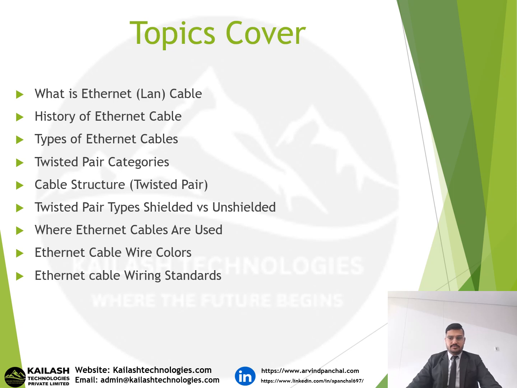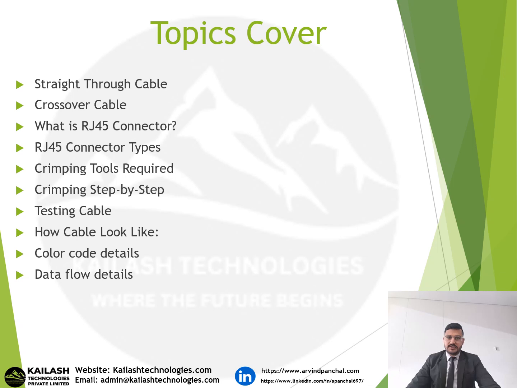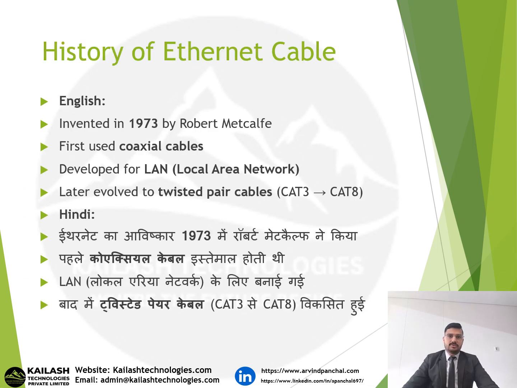Topics we will cover in this video: what is an Ethernet cable, which we already showed, history of Ethernet cables, types of Ethernet cables, twisted pair cables, categories, cable structures, twisted pairs, twisted pair types, shielded versus unshielded, where Ethernet cables are mostly used, Ethernet cable wire colors, Ethernet cable wiring standards, straight through cables, crossover cables, what are RJ45 connectors, RJ45 connector types, crimping tools, crimping step by step, testing cables, how a cable looks, color code details and data flow. So let's begin. History of Ethernet cable.